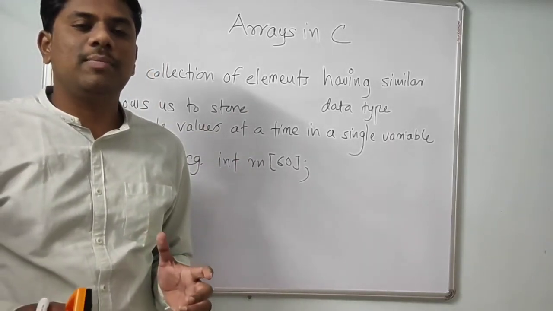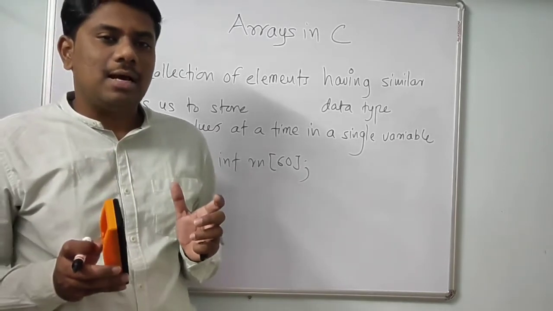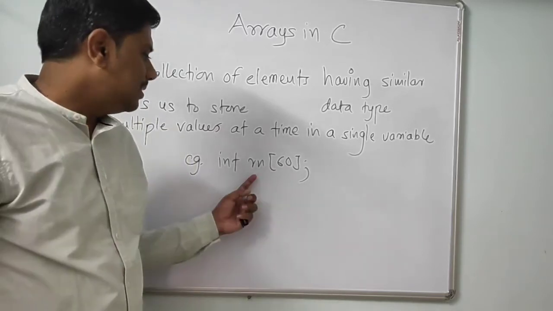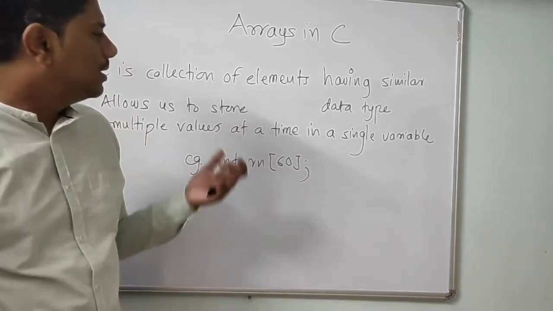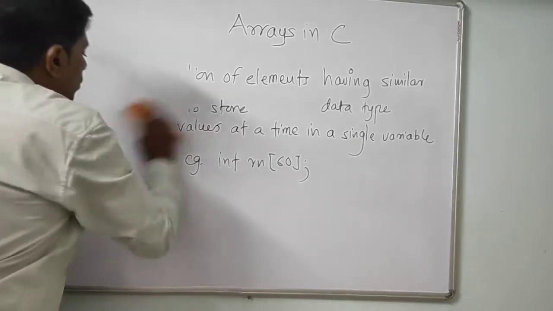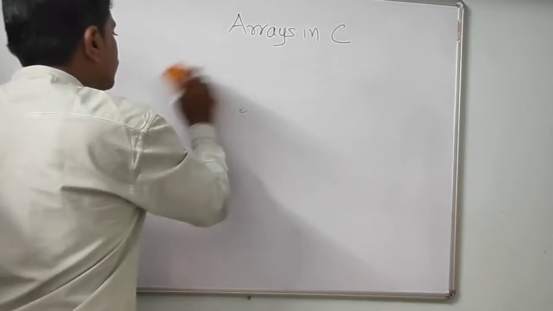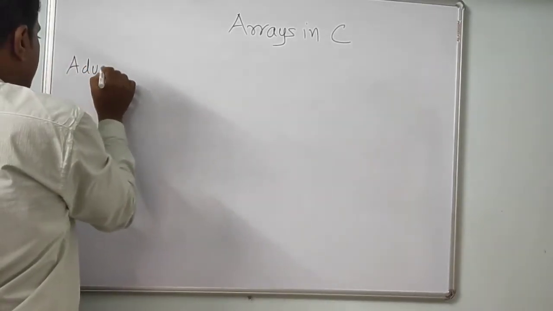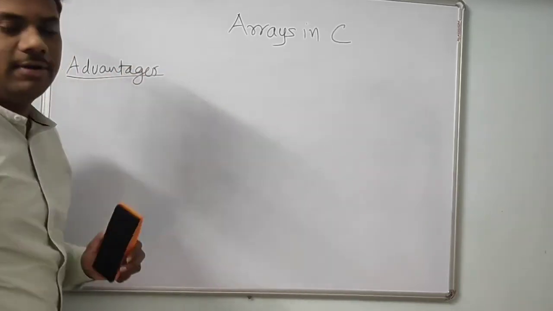Array is a collection of elements having the same data type, or you can also say it allows us to store multiple values at a time in a single variable or under a single name. That is the definition of array. Now, which are the advantages of array?